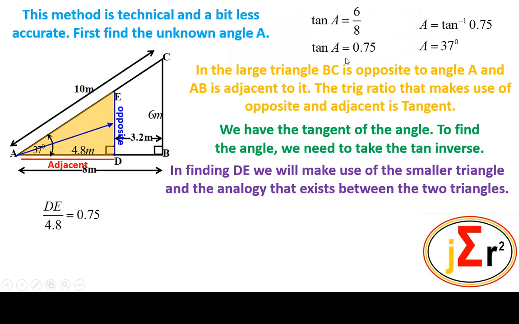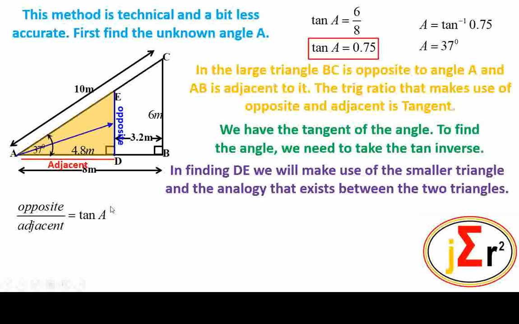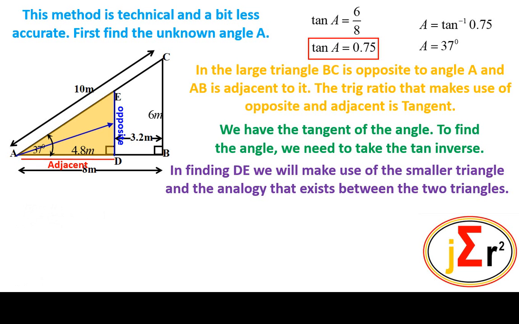Why? Because we are using tangent of A in the first case, and here again we are using tangent of A. Therefore, instead of finding the angle, we could just use the value of the tangent, because the value of the tangent is just going to be the same. Notice, tan A is 0.75, and we have the 0.75 right there. We did not have to actually find the angle.